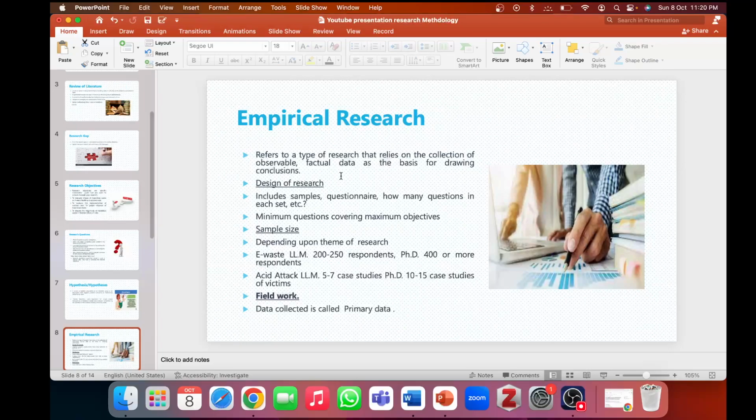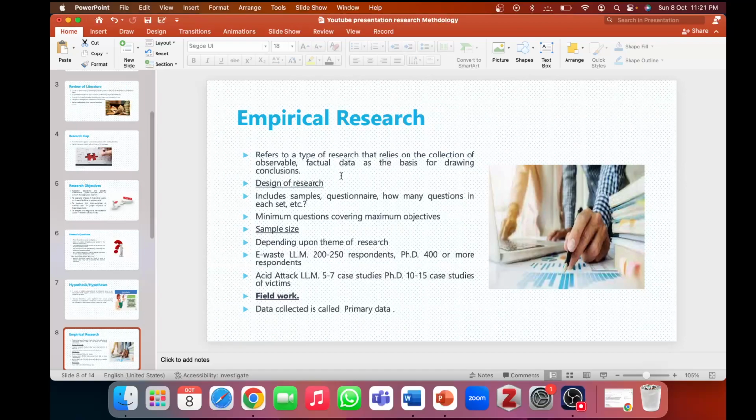Then you take sample size depending upon the theme of research. Suppose it is relating to e-waste and everyone is using phones or tablets or washing machines or refrigerators and they are discarded. So sample size could be bigger. For LLM, it could be 200 to 250 respondents you could be interviewing. Or for Ph.D, it could be 400 to, you can say, 450 respondents.